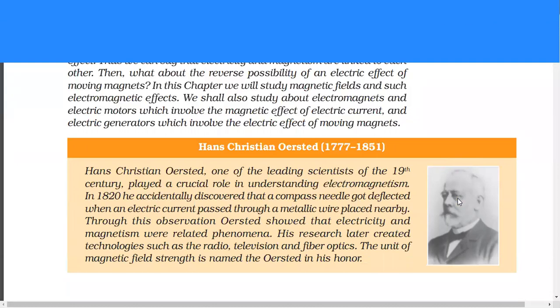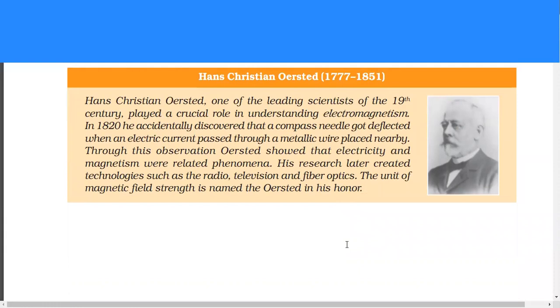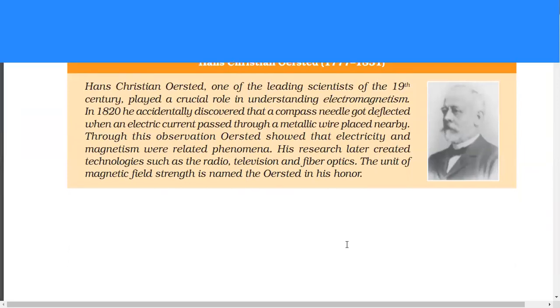Hans Christian Ørsted. Hans Christian Ørsted, one of the leading scientists of the 19th century, played a crucial role in understanding electromagnetism. In 1820, he accidentally discovered that a compass needle got deflected when an electric current passed through a metallic wire placed nearby. Through this observation, Ørsted showed that electricity and magnetism were related phenomena. His research later created technologies such as the radio, television, and fiber optics. The unit of magnetic field strength is named the Ørsted in his honor.